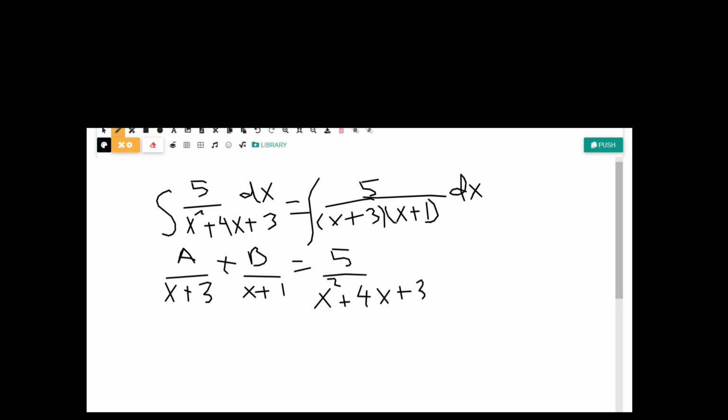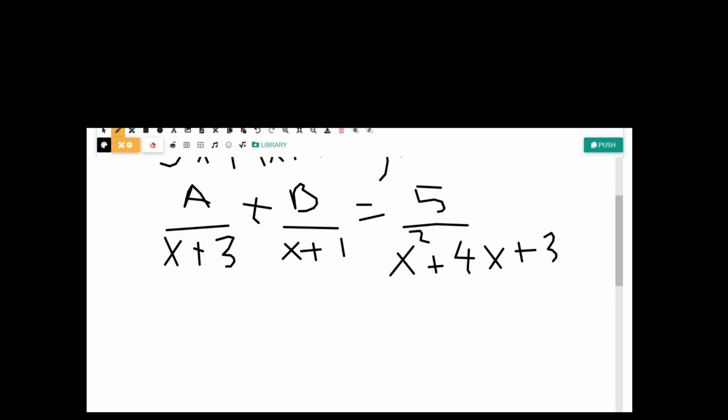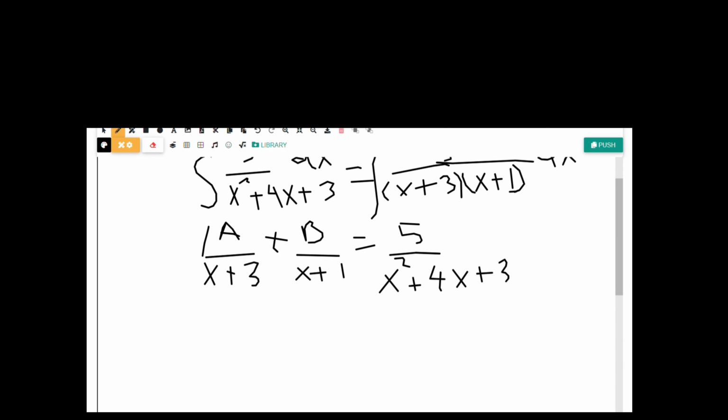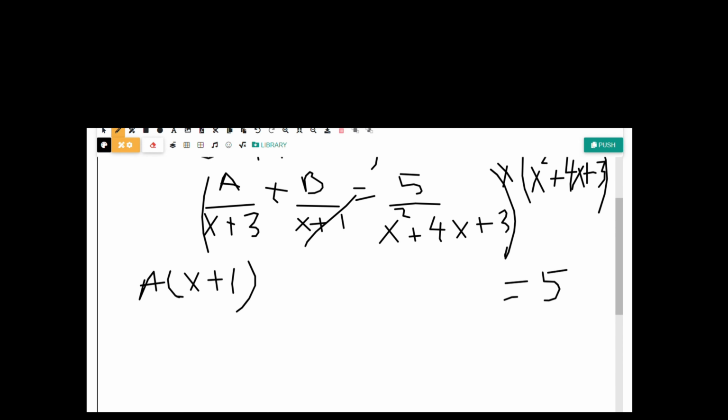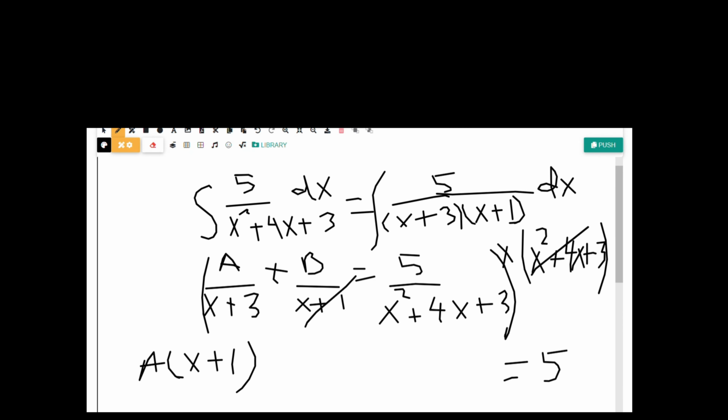Okay, so now to solve for a and b, we're just going to do the process that we did last time. We're going to multiply this whole thing by x squared plus 4x plus 3. Again, like last time, this is going to cancel out with this. And we're just going to have 5 on this side. And then on the left side, the x plus 3 will cancel out with the x plus 3 factor of that. And we're going to have a times x plus 1. And then the x plus 1 and the x plus 1 are going to cancel out. And then we'll just have b times x plus 3.